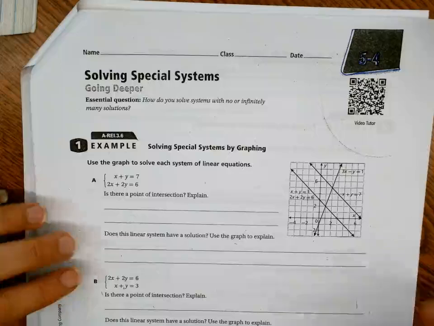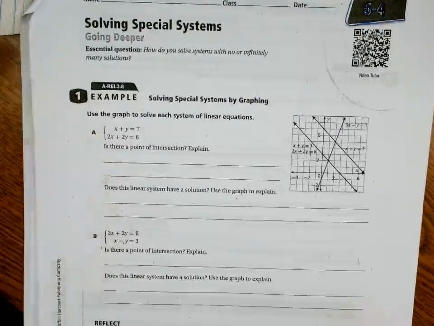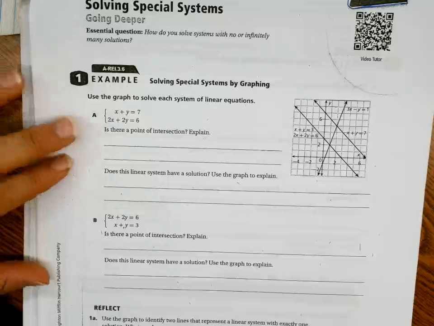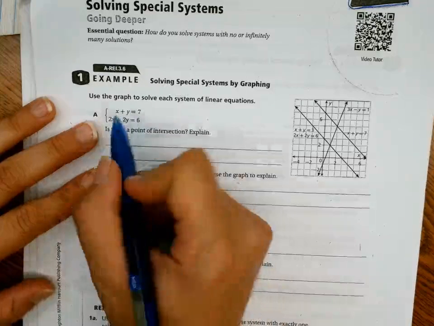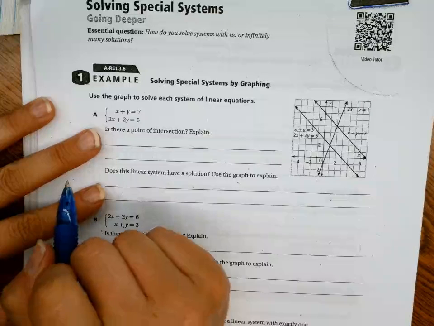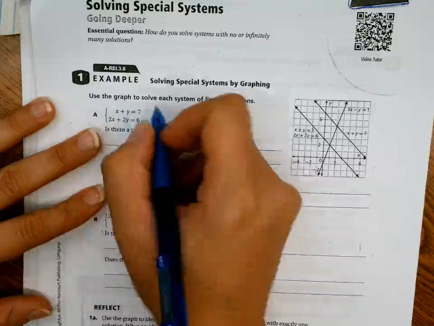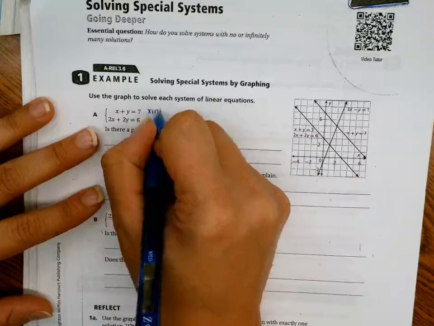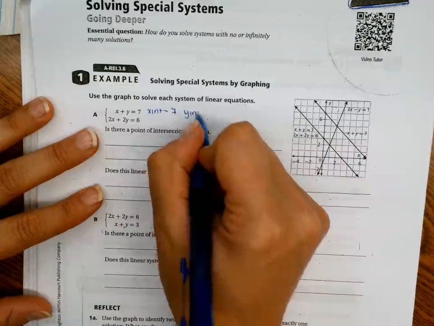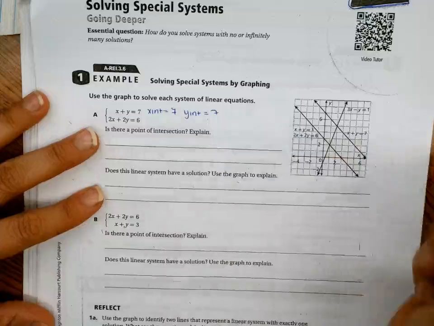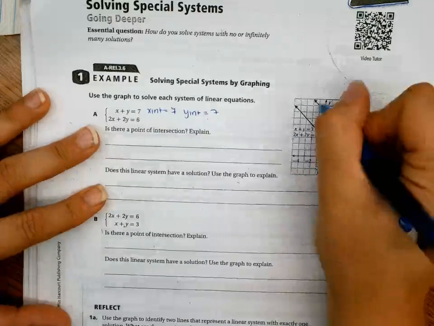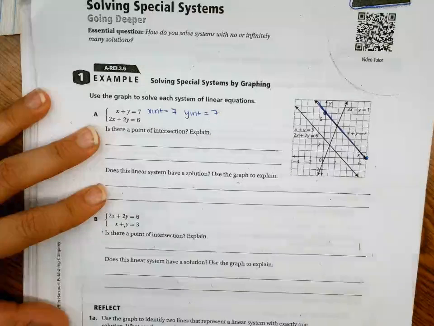Alright, so our first example is solving special systems by graphing. Use the graph to solve each system of linear equations. Okay, so x plus y equals 7. You can do this using your x and y intercepts. Your x-intercept is when y is 0, so your x-intercept is at 7. Your y-intercept is when x is 0, and that's also going to be at 7. So I'm going to go to 7, and I'm going to go to 7, and I'm going to connect that line. Okay, so that's our first equation.